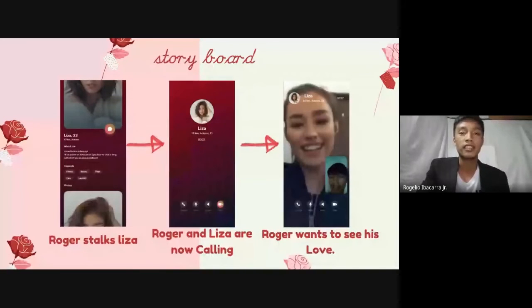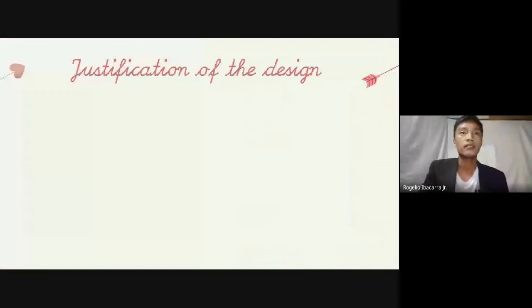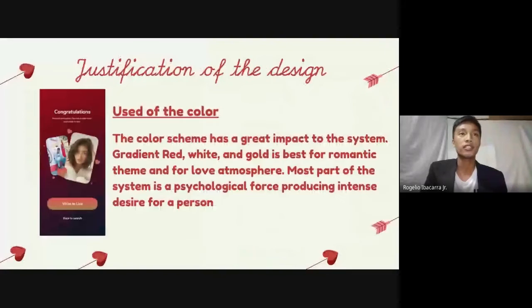And then for justification of the design, the use of the color scheme has a great impact on the system. Gradient red, white, and gold is the best for a romantic theme and for a love atmosphere. Most parts of the system are psychological forces reducing intense desire for a person.